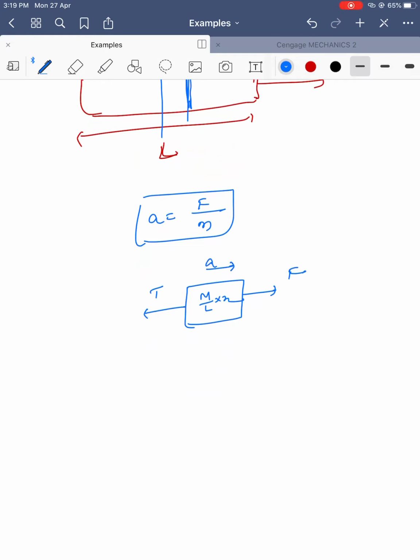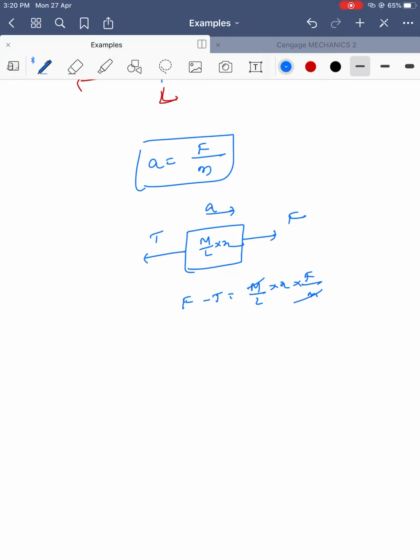Acceleration is in the right direction, so F minus T is equal to M by L into x into a, where a is equal to F by M. M gets cancelled. So T is equal to F minus x by L into F. You take F as a common factor, so T is equal to F into 1 minus x by L, which is the tension in this part.